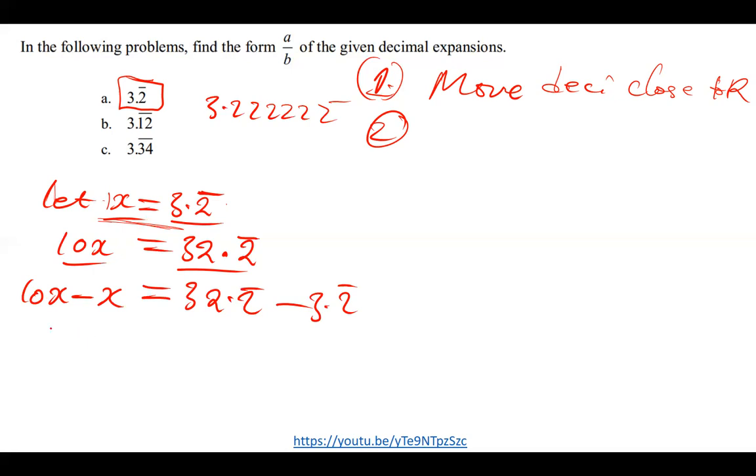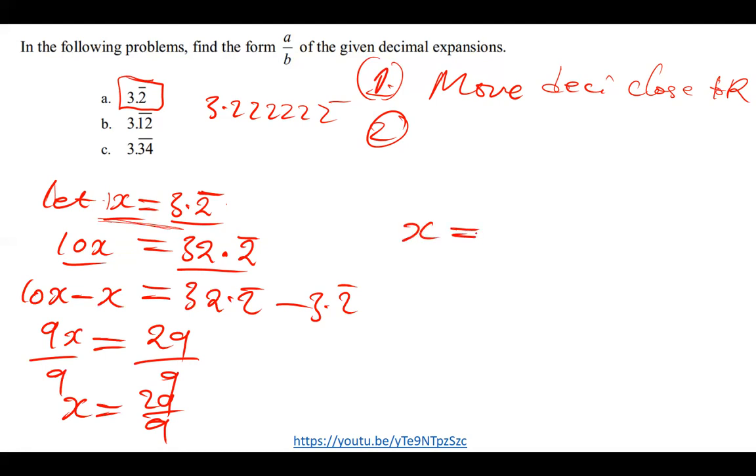10x minus x, the answer is 9x. On the other side, 32.2 bar minus 3.2 bar, the answer is simply 29. When you divide by 9 on both sides, the answer is simply 29 over 9. If there is a way that you can reduce that number, you can do the reduction first. You find a number that can go into both the numerator and denominator and reduce it. But in this case, we don't have any number that can go into 29 and 9. So we leave it here. Therefore, x is equal to 29 over 9.